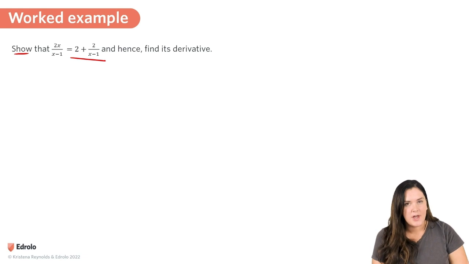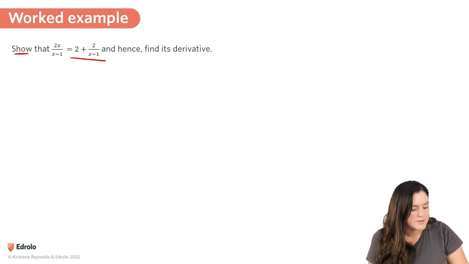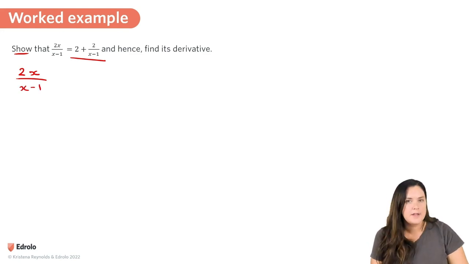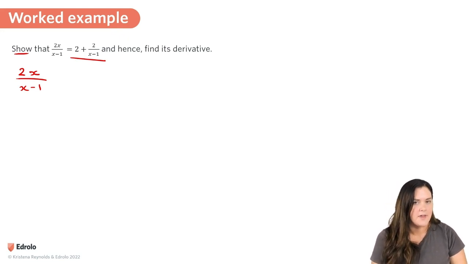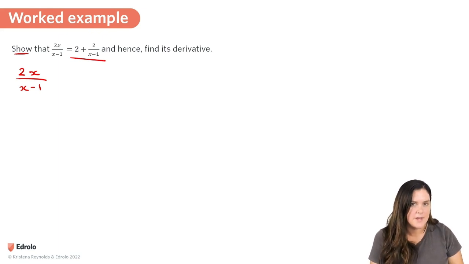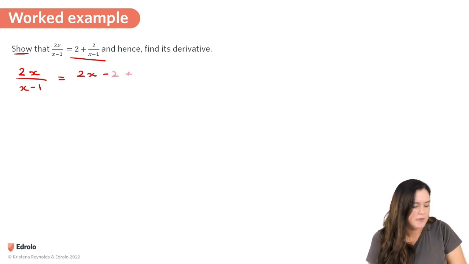So when we have a question like this, what we need to do is try and manipulate that fraction in order to get it looking something like this over here. So I'm just going to rewrite it. I've got 2x over x take away 1. What I can do is, firstly, I recognize that I've got 2x at the top. So I want to try and find something so that I can eventually take out a common factor and then cancel something out. So what I'm going to do is take away 2 and then add 2.